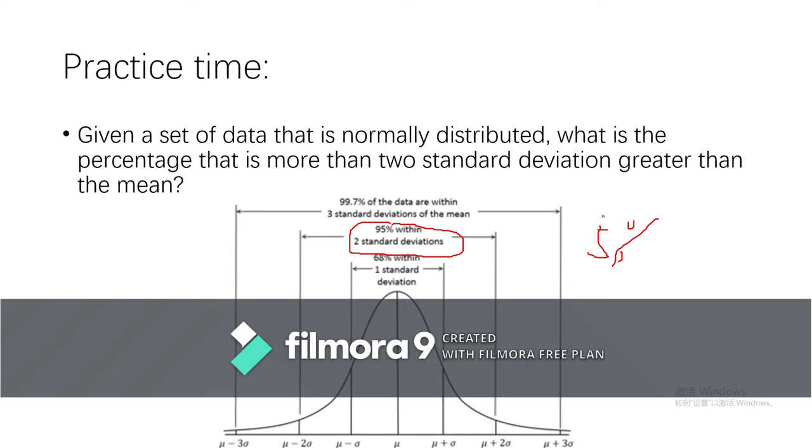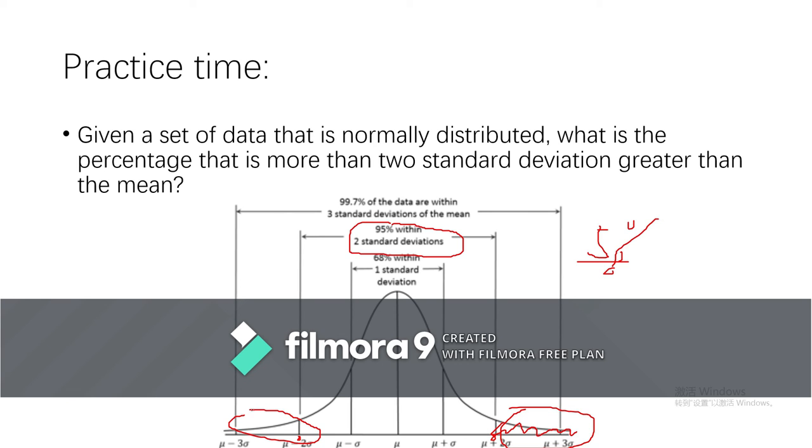But wait a second. What do we ask for? We are asking for more than two standard deviations, right? So here is the boundary of two standard deviations. We are asking to calculate what percent of data lies in this part. So what does the 5% tell us?